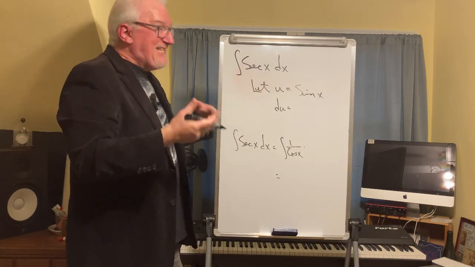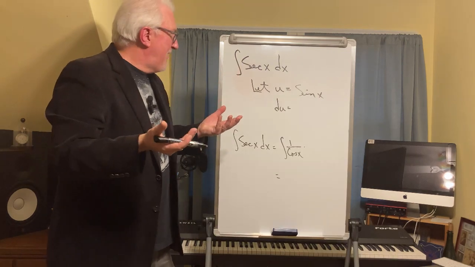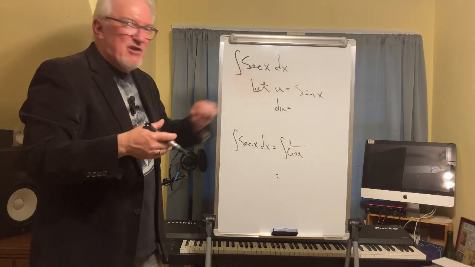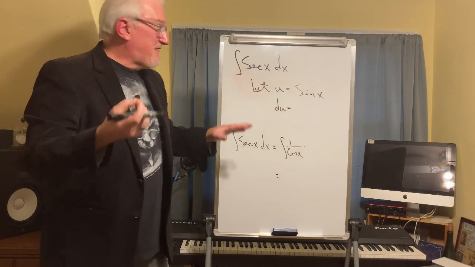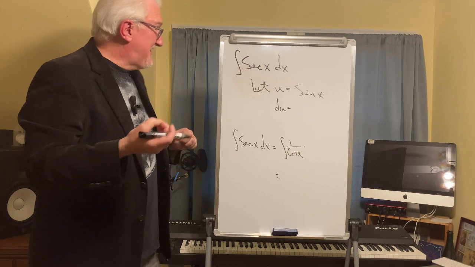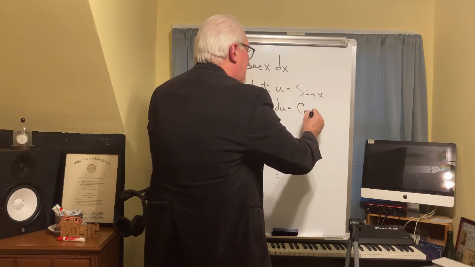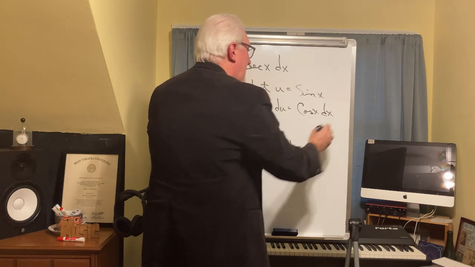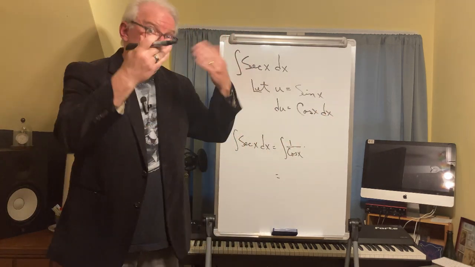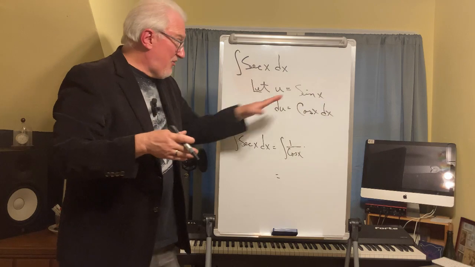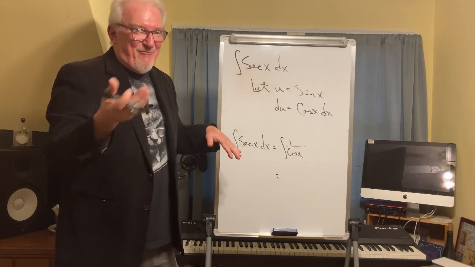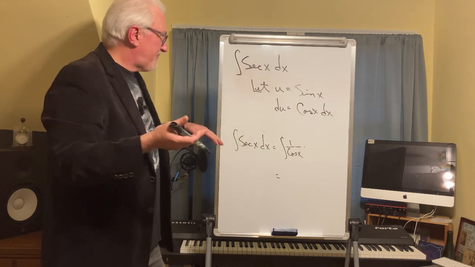Well, I didn't just pick it randomly. I picked it because I knew that whenever I took the derivative, I'm going to get something that's very closely associated with secant of x, right? Whenever I take the derivative of u, I'm going to get cosine of x dx, right? And of course, secant of x is the reciprocal of cosine, so it wasn't a completely random choice.